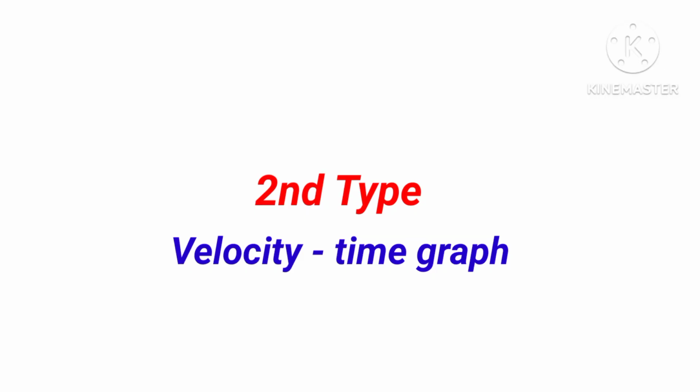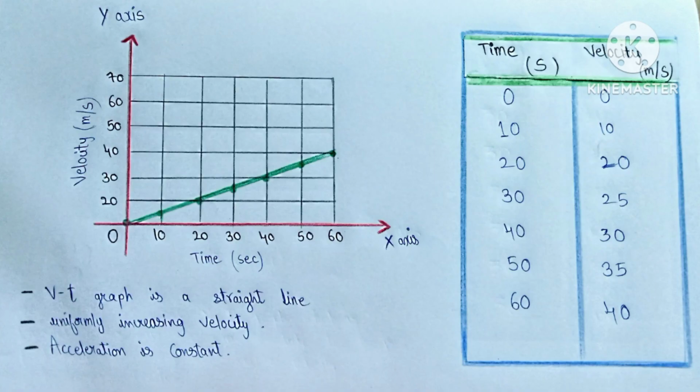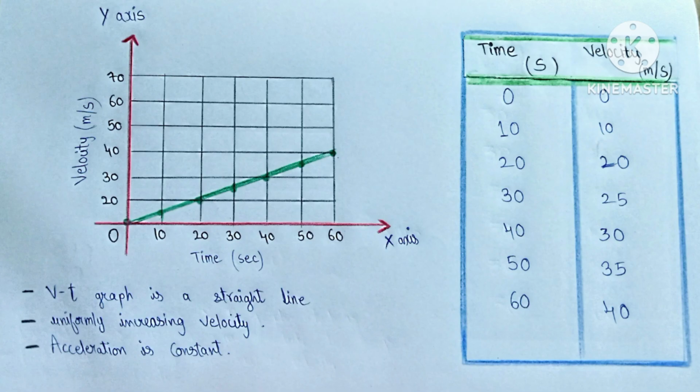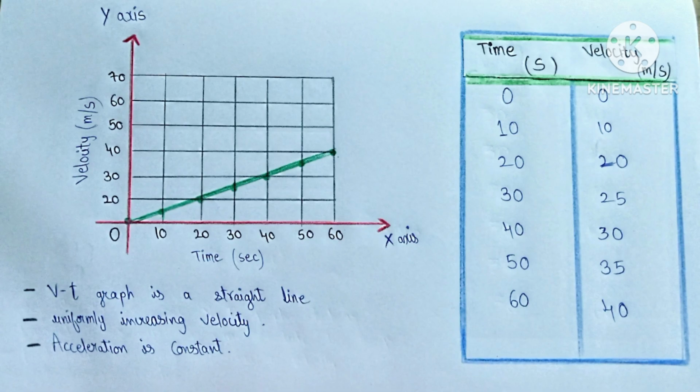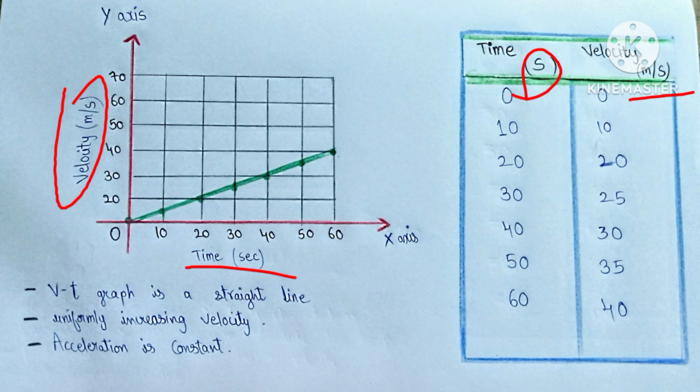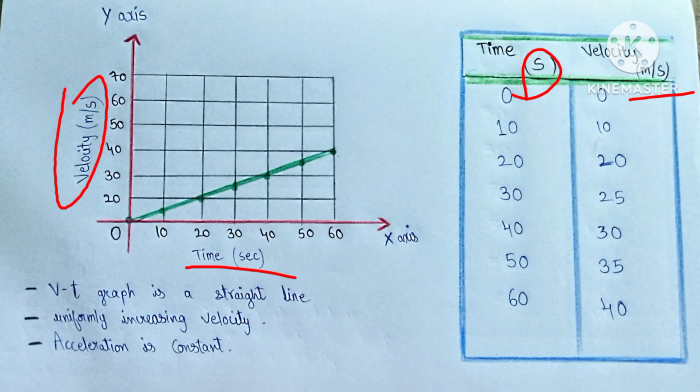Let's understand the second type of velocity time graph. On the graph you can observe that the line is not parallel to x-axis. It is a straight line. In the box, time and velocity are given. The time is in seconds and velocity is in meter per second.